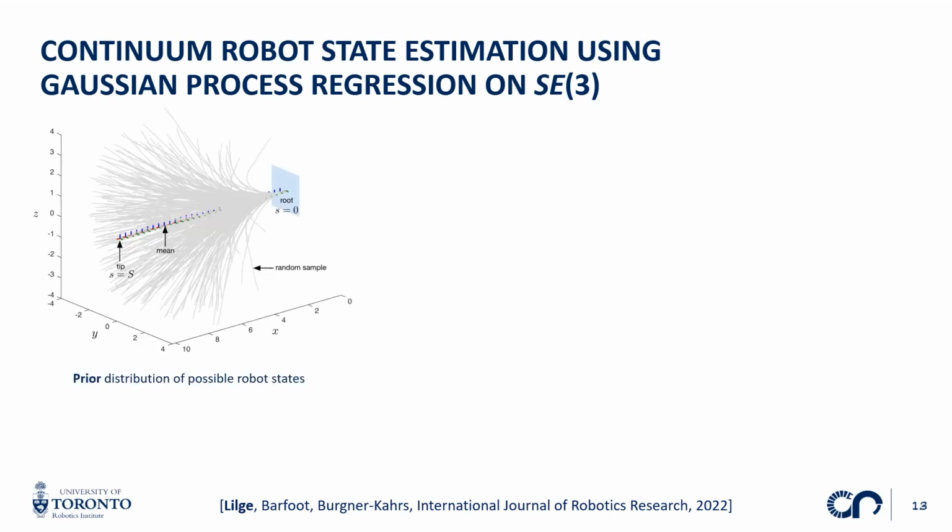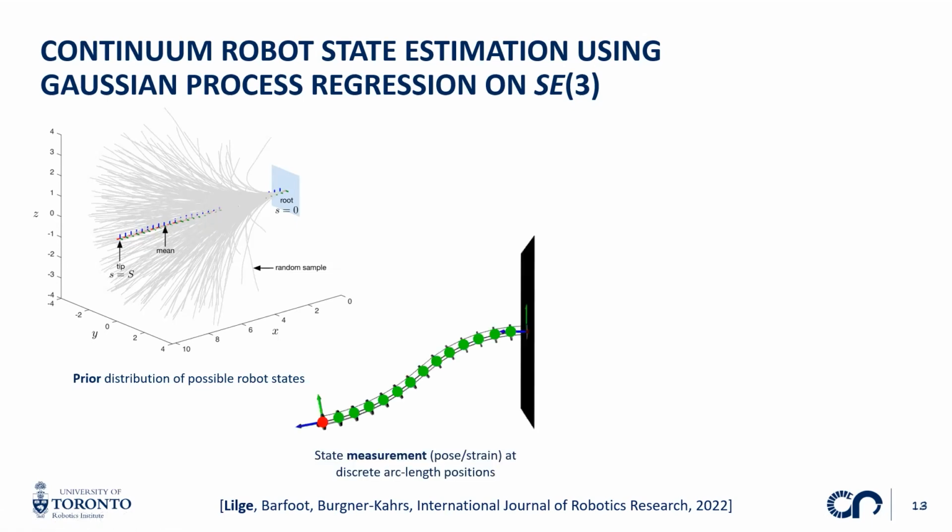So usually we start with a prior distribution of possible robot states. I have some prior model that gives me a probability distribution of the states that my robot can adhere to. And I have some mean, which is usually the most likely state of this distribution. And then I have a covariance matrix that describes the uncertainty or the range of this distribution. I can draw random samples from this distribution, and it leads to something like depicted here. This example is a prior distribution where the mean is just a straight continuum robot, and I have different samples drawn from this distribution.